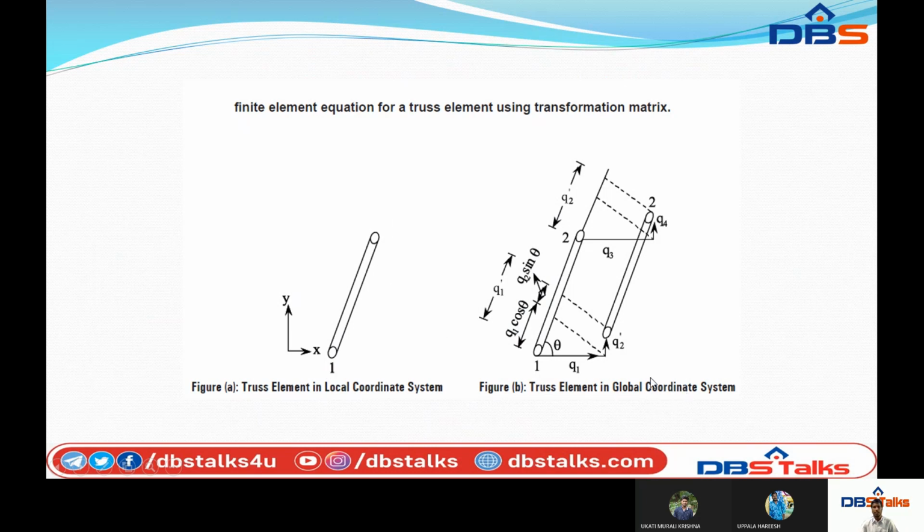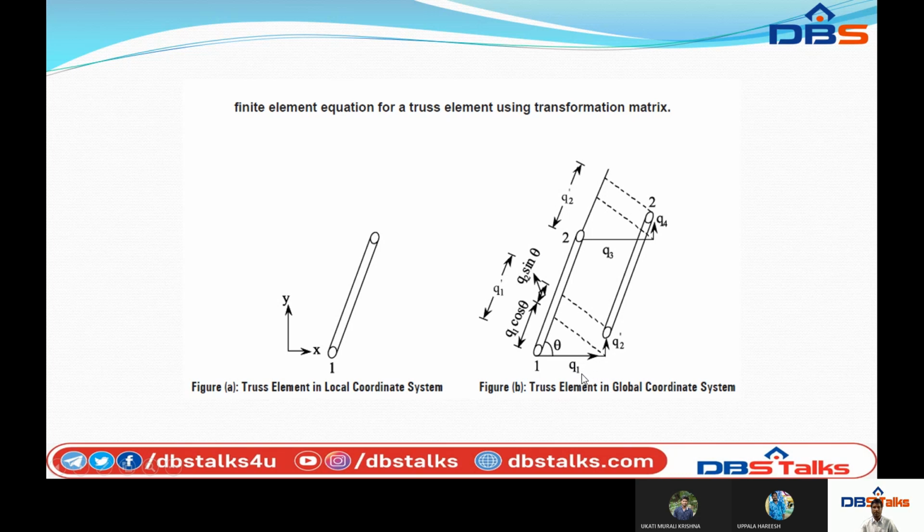Coming to the global coordinate system, it is very similar to the local coordinate system, but in the global coordinate system we specify the coordinate system using points, not an origin. In global coordinate systems, we mention three types: one is the Cartesian coordinate system, second is the cylindrical coordinate system, and third is the spherical coordinate system.